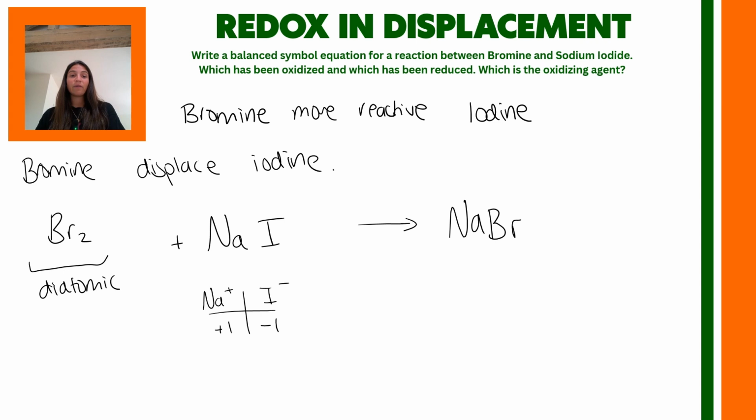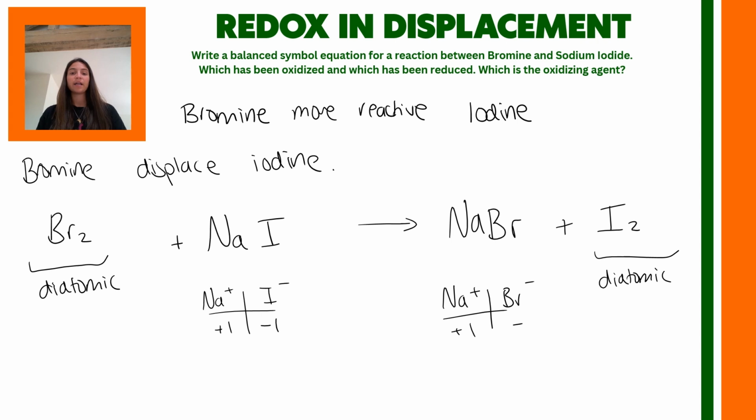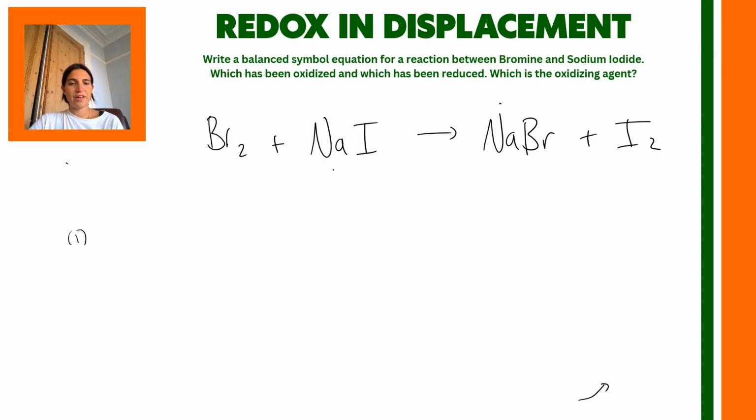And then what do I get out the other side? I get sodium bromide here. And again, sodium +1 and bromine -1 charge here, so that's fine. Plus my iodine, which again is diatomic, so I write it as I2. Now this isn't quite balanced yet, so I need to balance this symbol equation first. Let's write that equation out again on this fresh page.